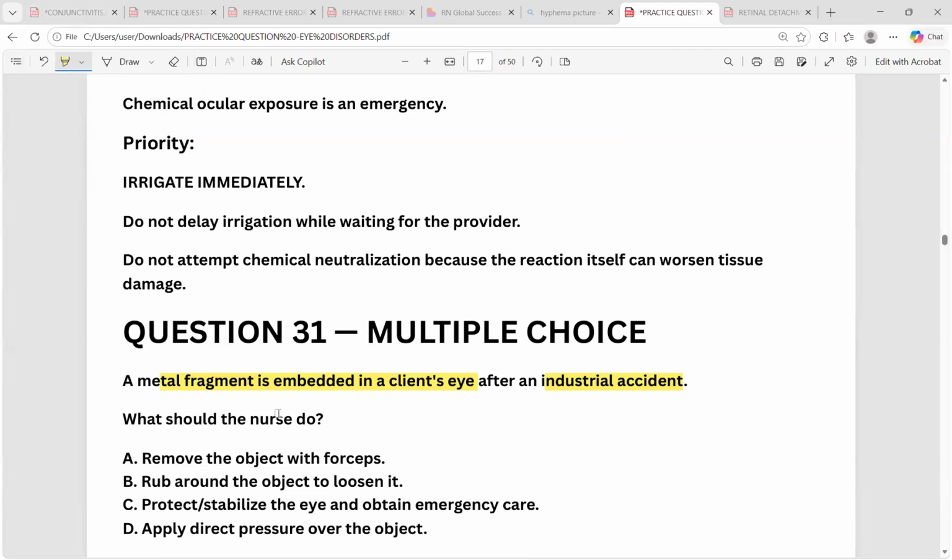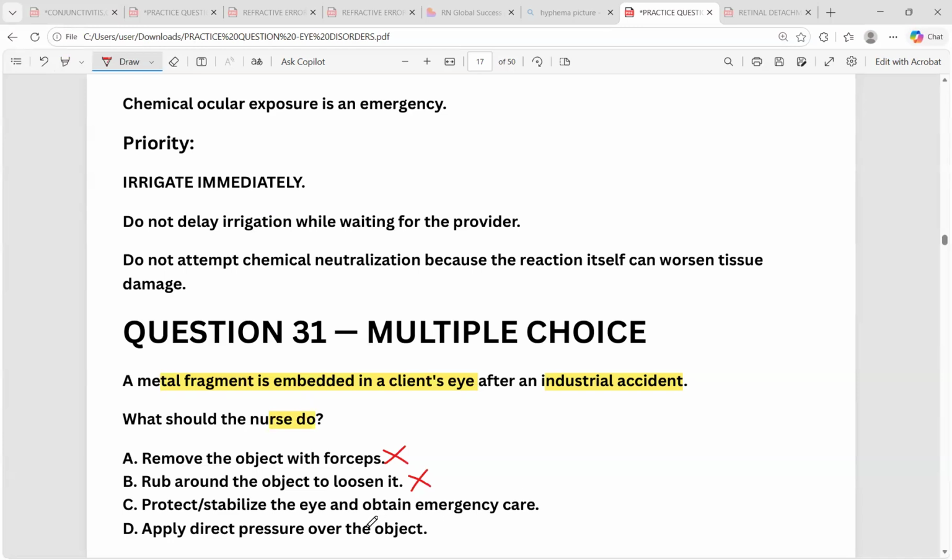Will we remove the object with the forceps? It makes it bleed, so that is a wrong answer. Rubbing around the object to loosen it can complicate the eye injury, because the object may go much deeper, and it can cause internal bleeding. The injury can go into deeper tissues, so it cannot be that; it will worsen the condition here.